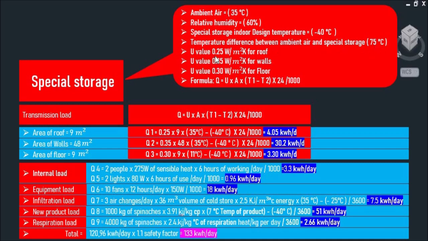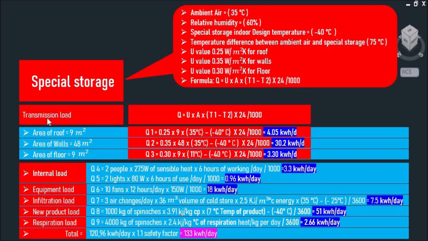The U value for the roof is 0.25 watts per square meter Kelvin, 0.35 watts per square meter Kelvin for the walls, and 0.30 watts per square meter Kelvin for the floor. To calculate the cooling load, we'll use this formula: Q equals U multiplied by A multiplied by T1 minus T2, multiplied by 24 hours, divided by 1000.